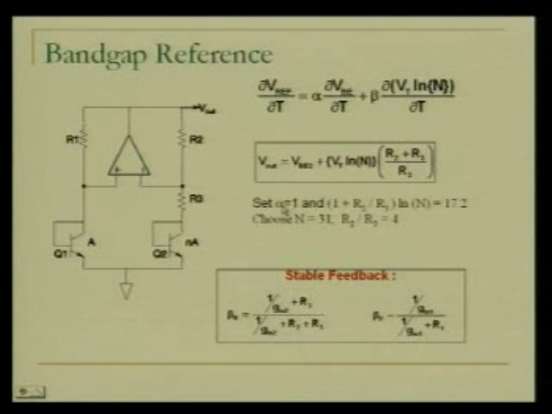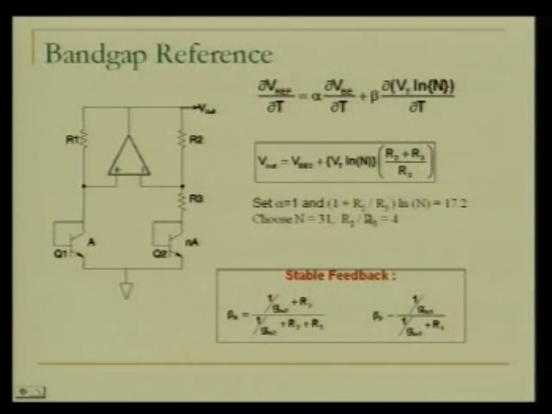You can put alpha equal to 1. And for beta, if you choose this, that is 1 plus R2 by R3 multiplied by ln n equals 17.2 and take the derivative with respect to T, then it will give exactly 0. You have to set ln n times (R2 plus R3) by R3 equal to 17.2, and if you take the derivative, this positive term and negative term will cancel out. Any confusion?